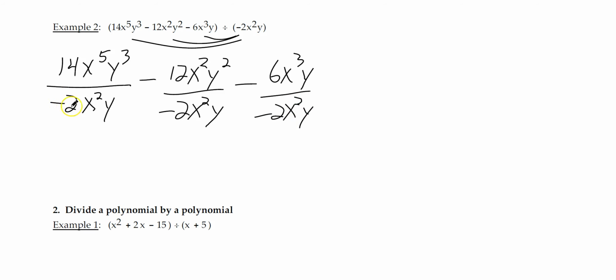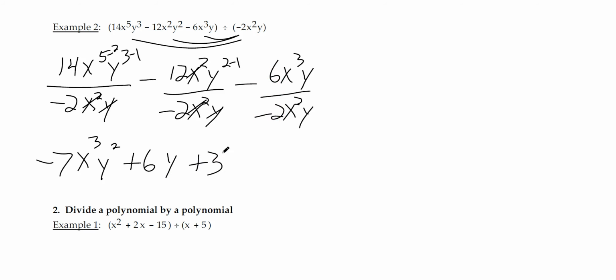And now we reduce. Negative 2, 14 divided by negative 2, that's negative 7. 2 of the x's go away, and 1 of the y's go away, leaving 3 x's and 2 y's. There we go. Negative 12 divided by negative 2 is positive 6. The x's reduce, and 1 of the y's go away, just leaving y. And minus 6 divided by negative 2 is plus 3. And 2 of the x's go away, and the y's reduce, leaving us just x.